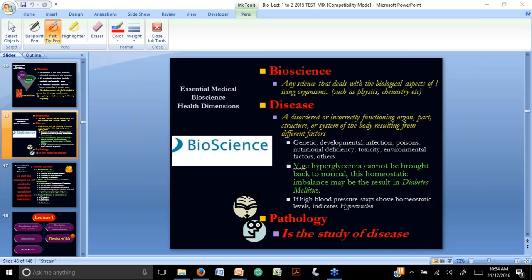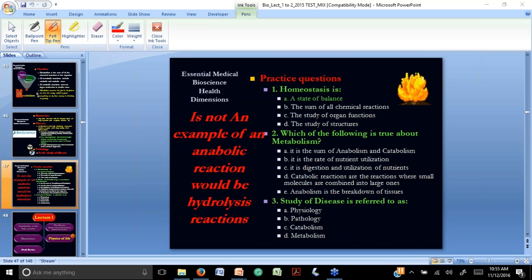So pathology, what is pathology? Pathology is the study of the disease. So what do you study in disease? You study everything: how it starts, how it is transmitted, what the signs and symptoms are. Everything you want to know about the disease is the study of pathology.